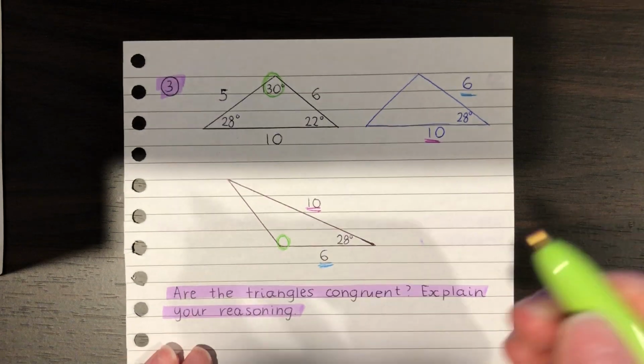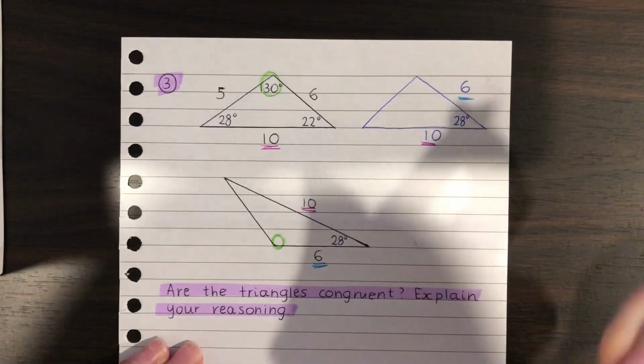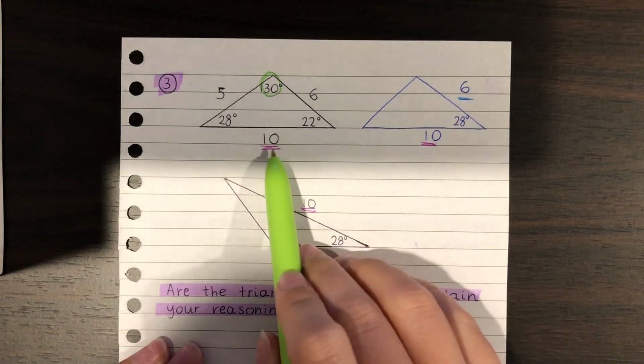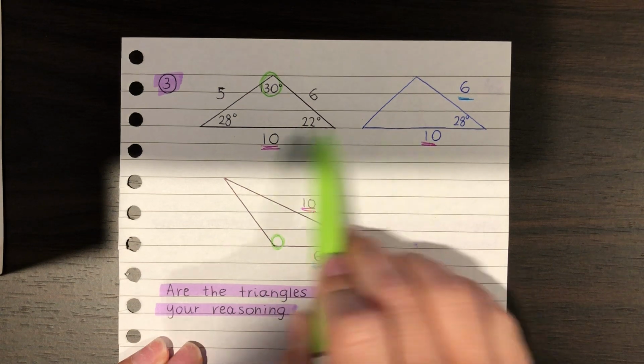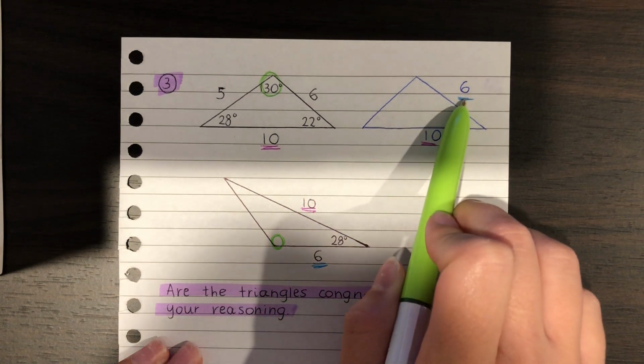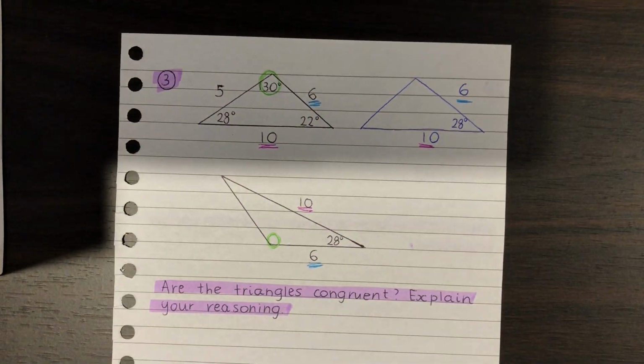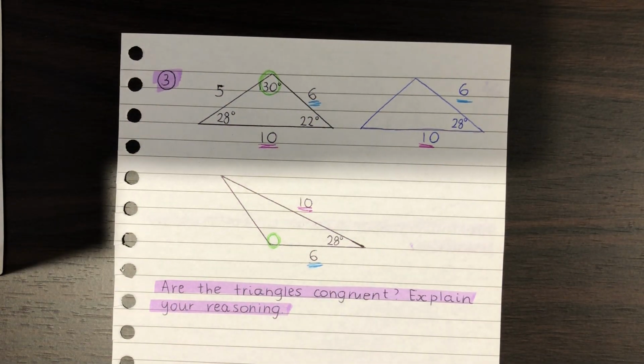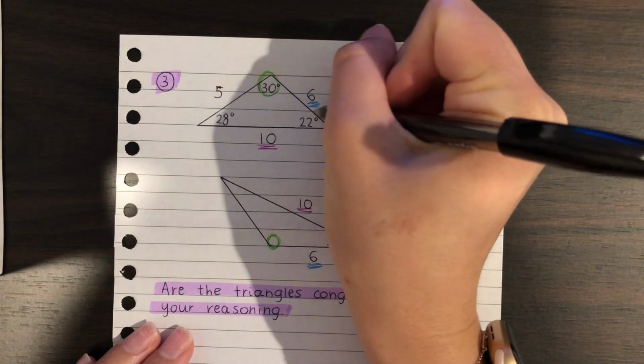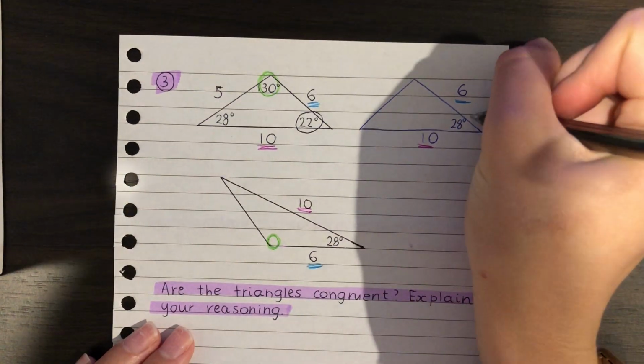I'm going to go ahead with my coloured pen and colour this in purple because it corresponds with this side. This 6 is blue, so that 6 on this side must be blue as well. And then we will use black, I think, to circle these angles.